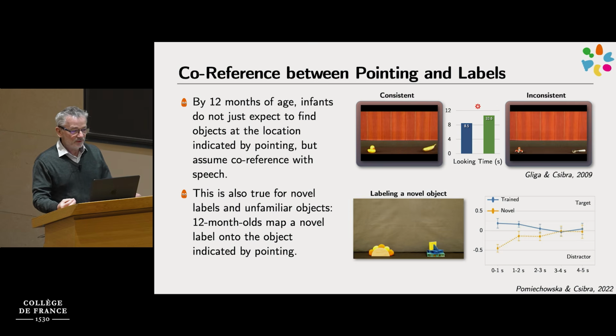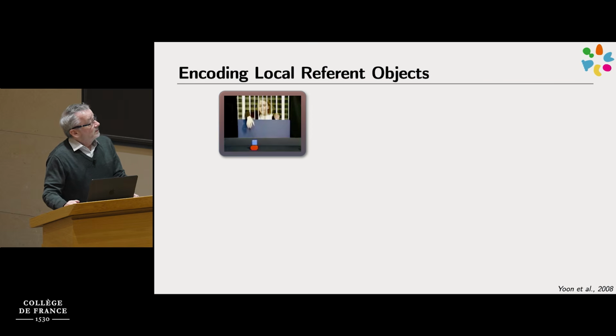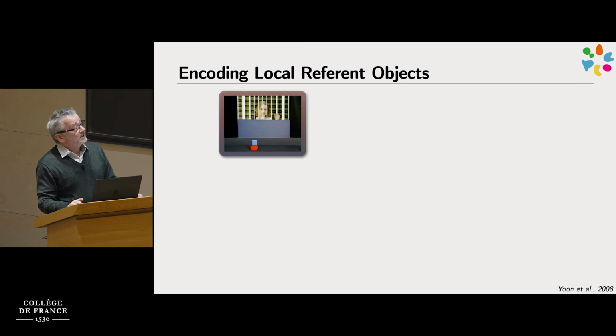But how do they encode them? So in the study, we showed infants objects in two different contexts. This is one of them.